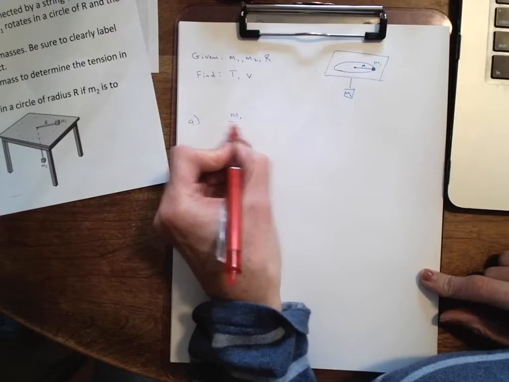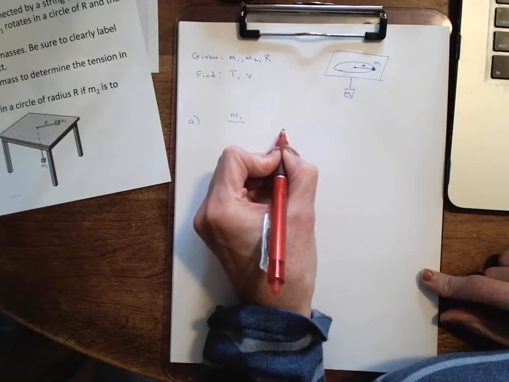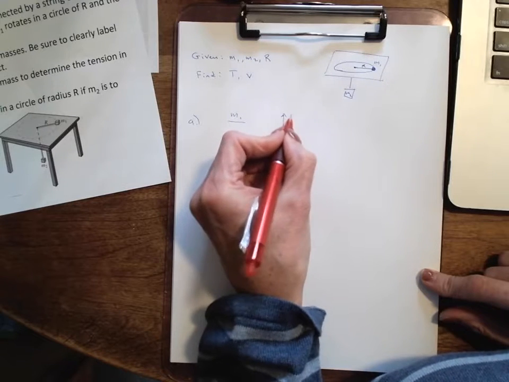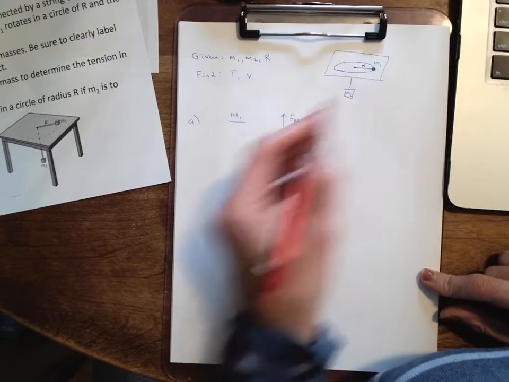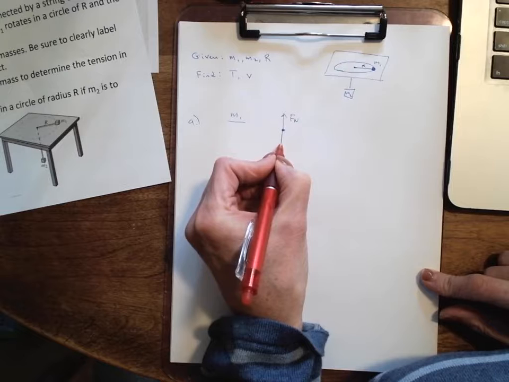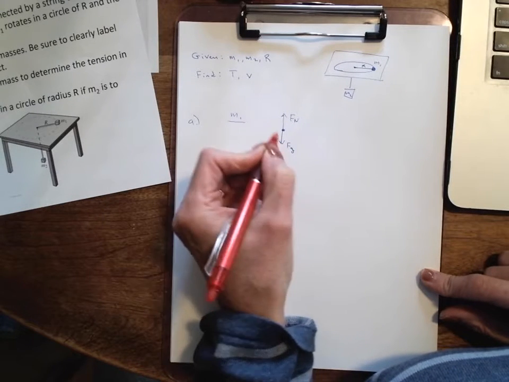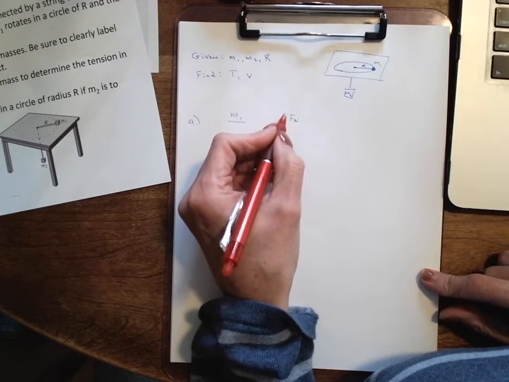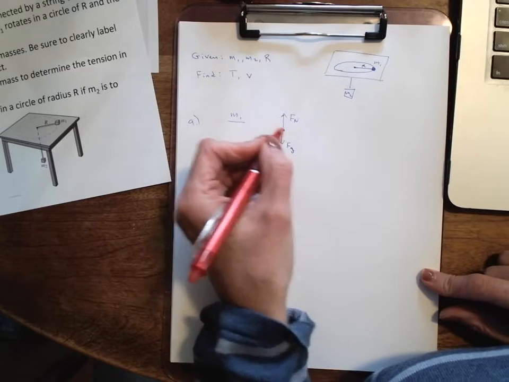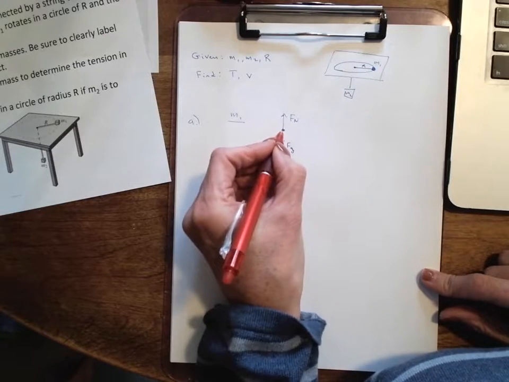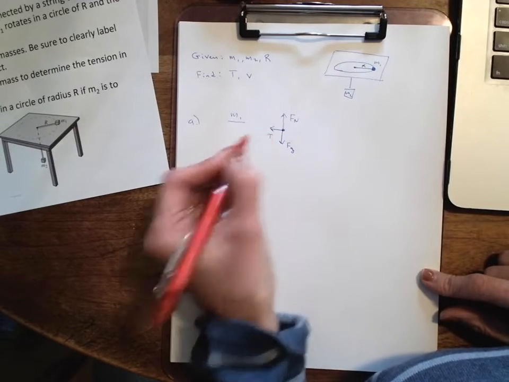For M1, the free body diagram is the normal force by the table, and that's equal to the force of gravity down. These should be about the same length arrows because M1 is not moving in the z direction, so they should be equal. It also has a tension towards the center, since this is a string. So this is my tension.